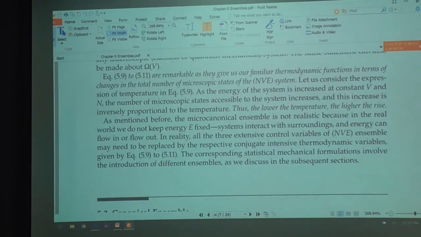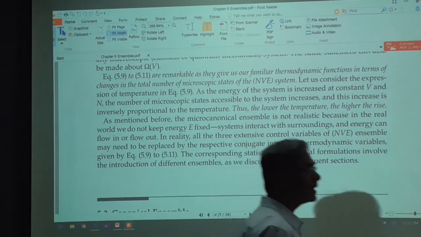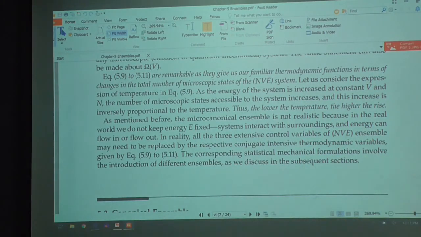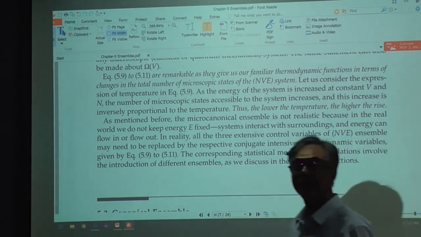Okay, now, I just want to read this. So, equation 5.9, I might find a mistake here. So, these are remarkable as they give our familiar thermodynamic functions in terms of changes in the microscopic quantities. So see, what did statistical mechanics start with? Statistical mechanics' goal was to get you thermodynamic properties from first principles, okay?